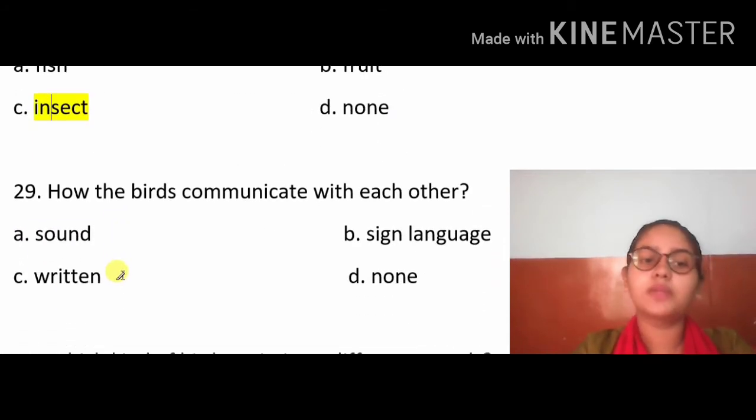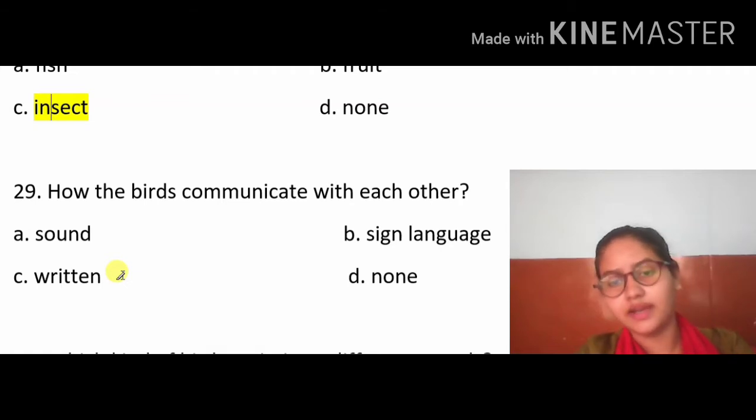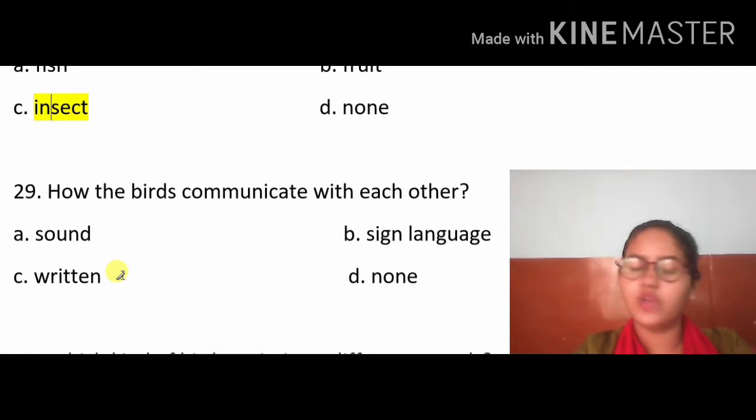Now here is how the birds communicate with each other. As we communicate with each other, we have a language, we have a voice, we can write. So we have so many options to communicate with each other, right? As a human being, how do the birds communicate?